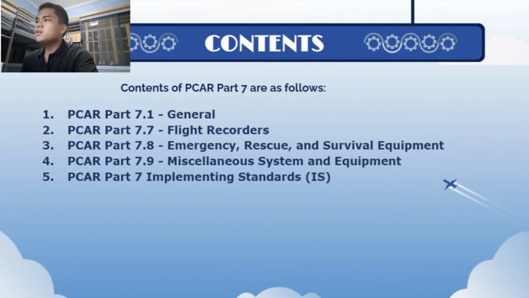So here are the following contents that we are going to be talking about in PCAR Part 7. We have PCAR Part 7.1 General, PCAR Part 7.7 the Flight Recorders, PCAR Part 7.8 Emergency Rescue and Survival Equipment, PCAR Part 7.9 the Miscellaneous Systems and Equipment, and PCAR Part 7 Implementing Standards or the IS.